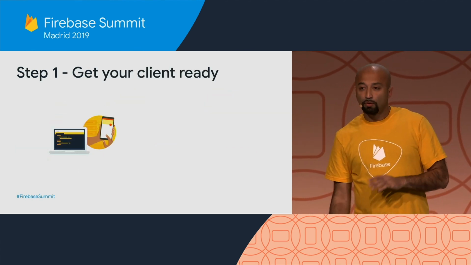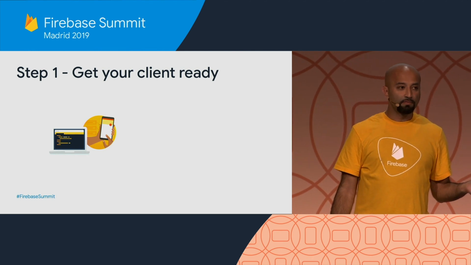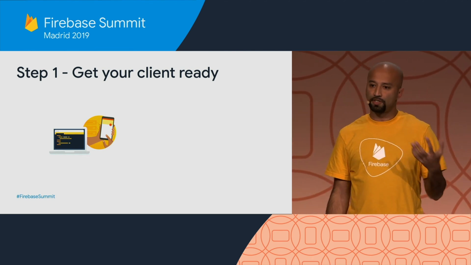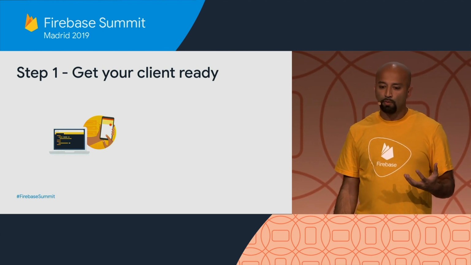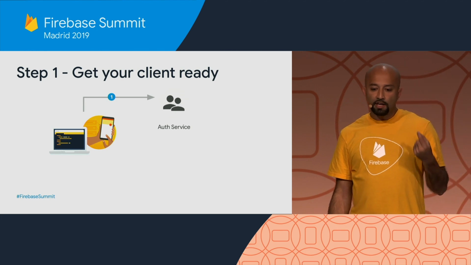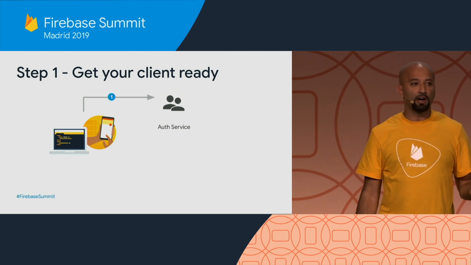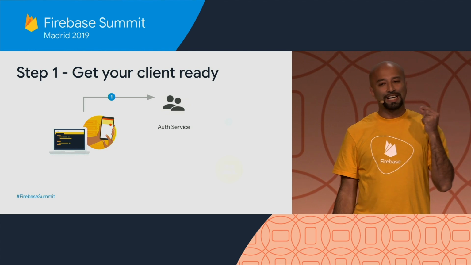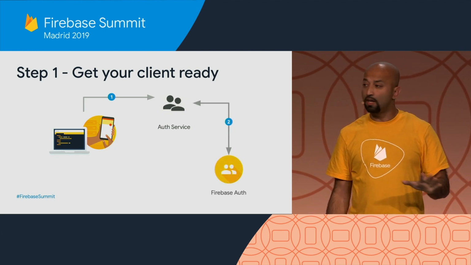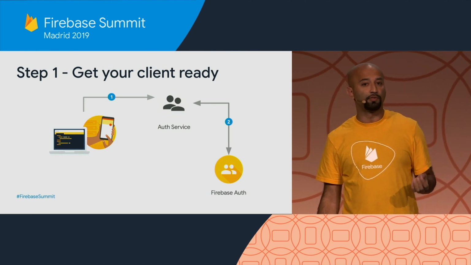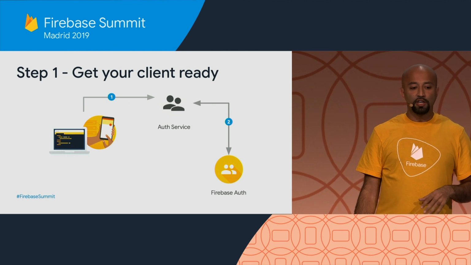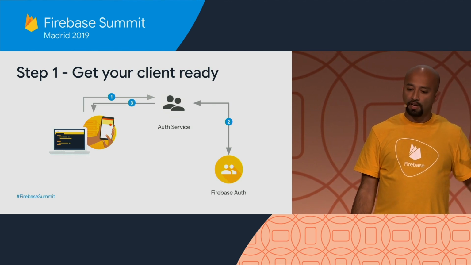So first, we're going to go to all of our clients. And at login or startup, or really whenever your app establishes a session with your Auth service, what you want to do is go to your Auth service. Then you want to talk to Firebase Auth and get your hands on a custom token that has the user ID and any custom claims that would be useful for your rules.